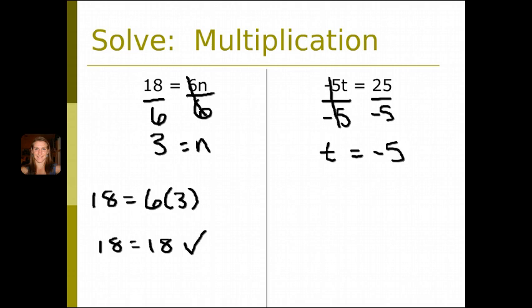We've got to plug this back in to make sure our math is correct. Negative 5 times negative 5 equals 25. Well, that's true. Negative 5 times negative 5 is positive 25, and therefore both sides of our equation are balanced, and our work checks out.